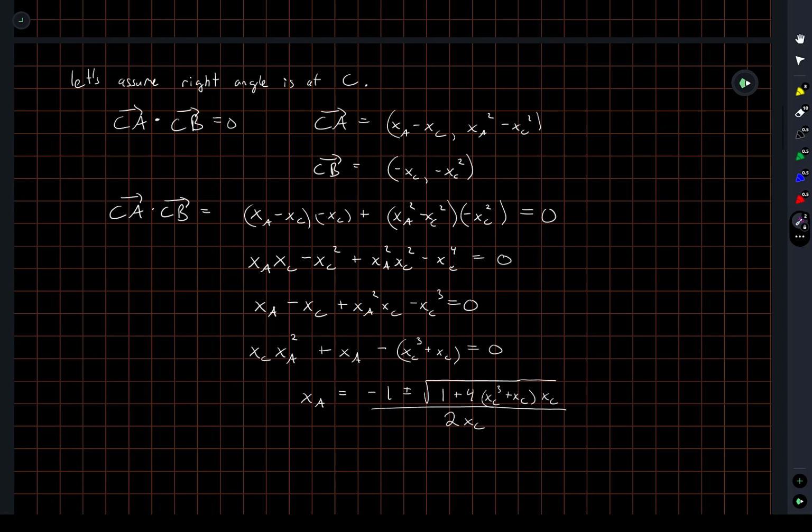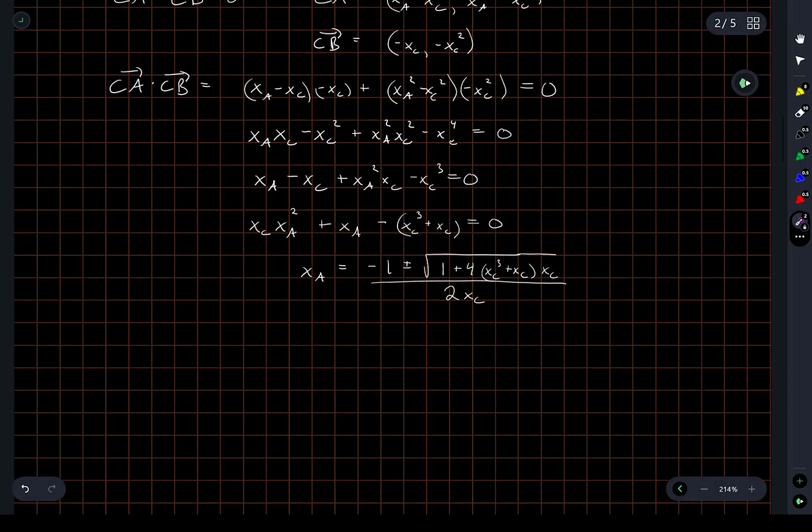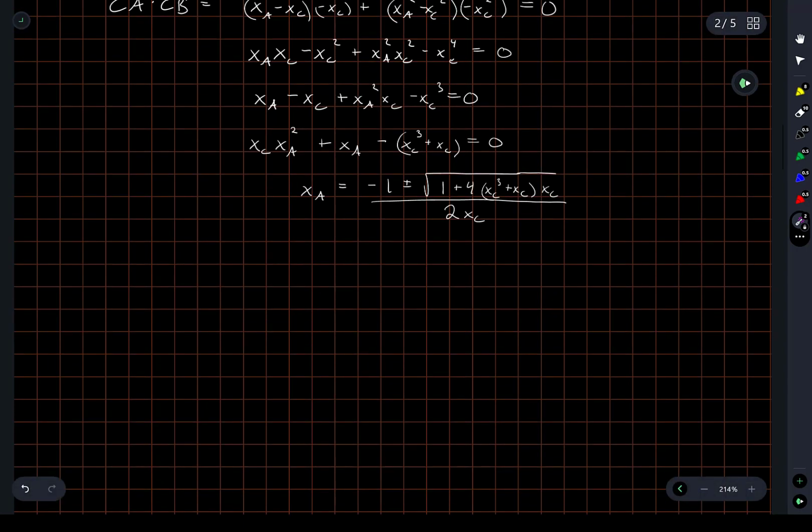Yeah, I guess we can expect there to be a unit mismatch because the vertical coordinate is measured in units that are the square of the horizontal coordinate. So things are a little bit funky in that regard. Okay, so I have a relationship between XA and XC.